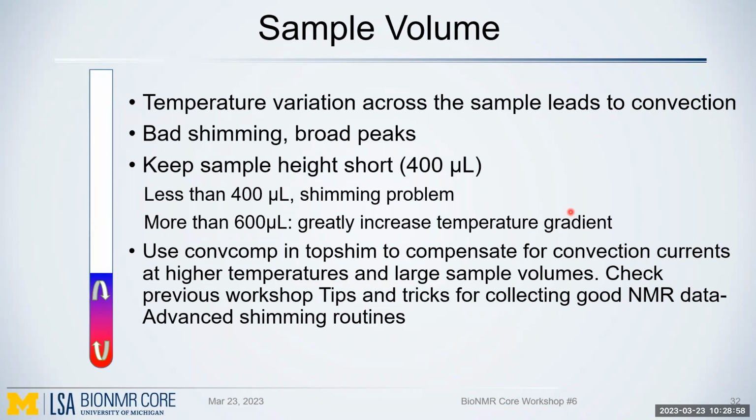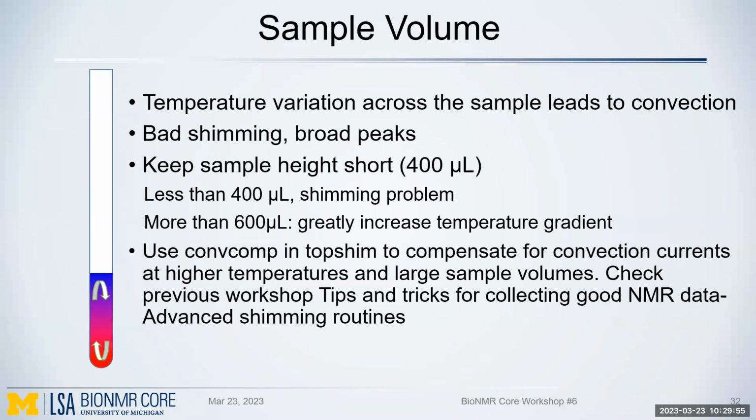And sample volume is a very important consideration while running variable temperature NMR experiments. Let's take an example: if your sample is heated, as I showed you before, it's heated by the VT gas from the bottom to the top. So the lower part of your sample will have higher temperature and the top of your sample will have lower temperature. That temperature variation across the sample can lead to convection. And if convection exists, that can result in bad shimming and broad peaks. So to prevent convection, we can use a shorter sample. My recommendation is to use 400 microliter sample. If you have less than 400 microliter, you may have shimming problems. If you have more than 600 microliter, that can greatly increase the temperature gradient and result in convection and also bad shimming.